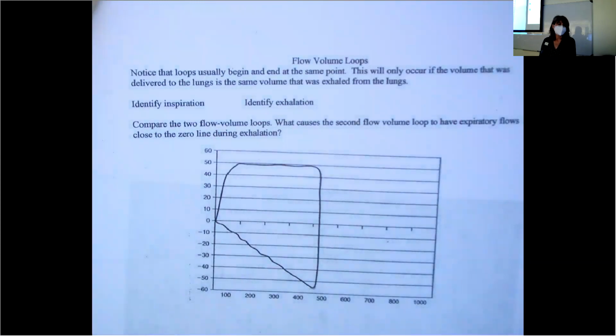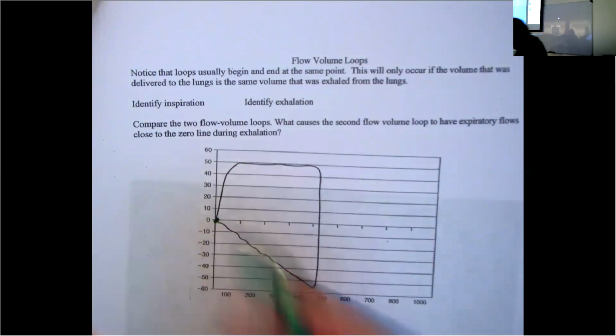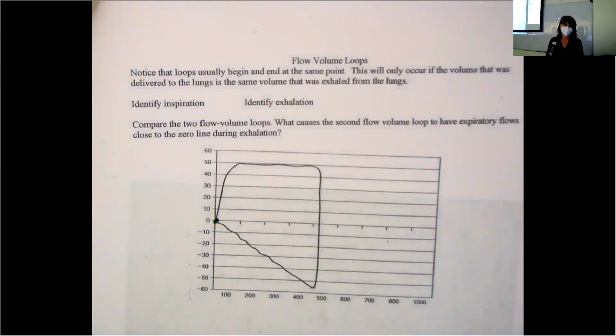For flow volume loops, it says, notice that loops usually begin and end at the same point. This will only occur if the volume that was delivered to the lungs is the same volume that was exhaled from the lungs. So the 2 points should meet if all of the volume came back.